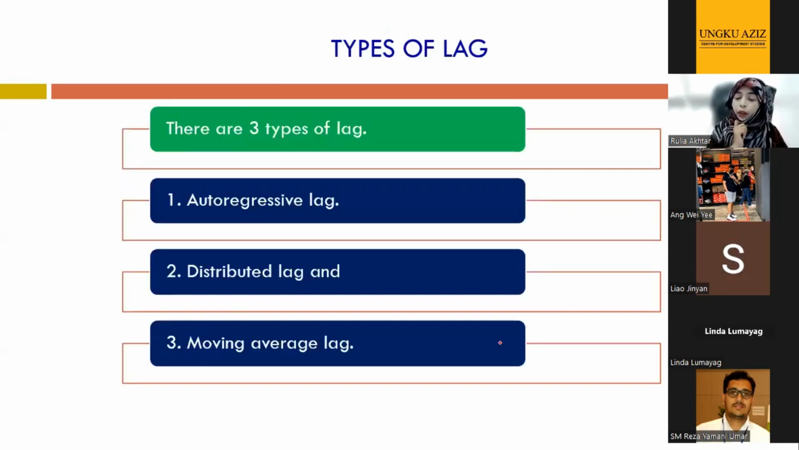Now let's look at the different types of lag. There are three types of lag. One is autoregressive lag, one is distributed lag, and another one is moving average lag. Autoregressive lag refers to dependent variables, distributed lag refers to independent variables, and moving average lag refers to the error term. In this workshop, we will focus only on these two types of lag, because our model is the autoregressive distributed lag model.